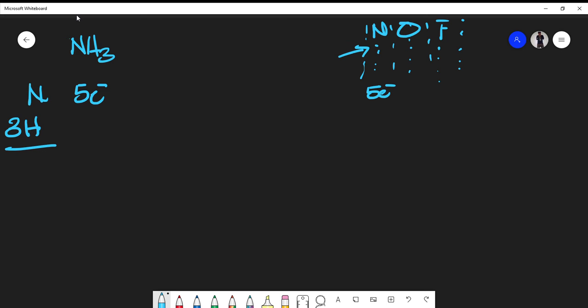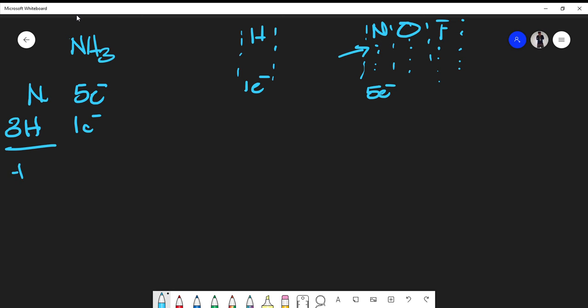So knowing that nitrogen has 5 valence electrons, we need to figure out how many valence electrons hydrogen has. And again, if you go to the periodic table, in that first column on the left where hydrogen is at, everything in that column corresponds to 1 valence electron. So hydrogen in this case gives me 1 valence electron.